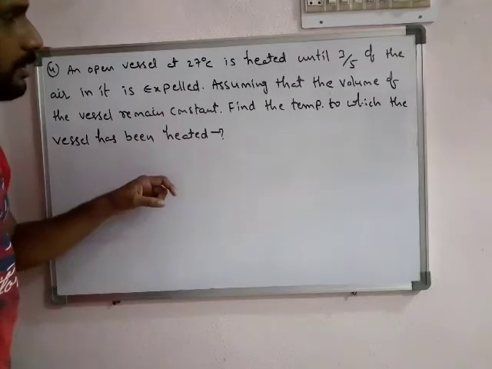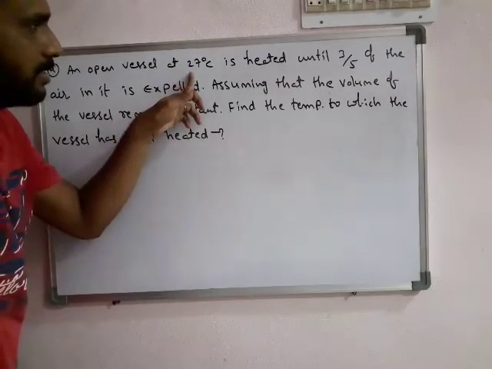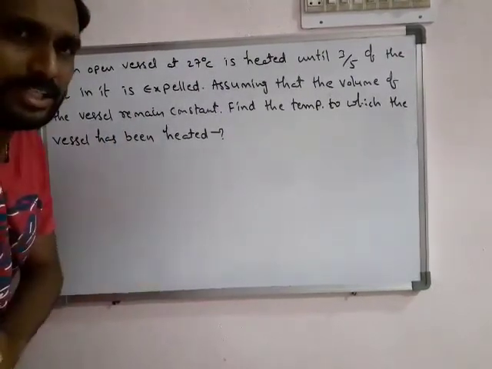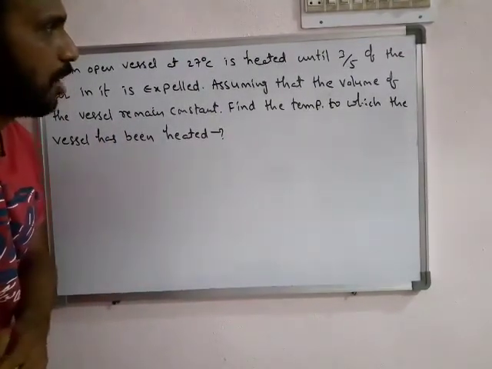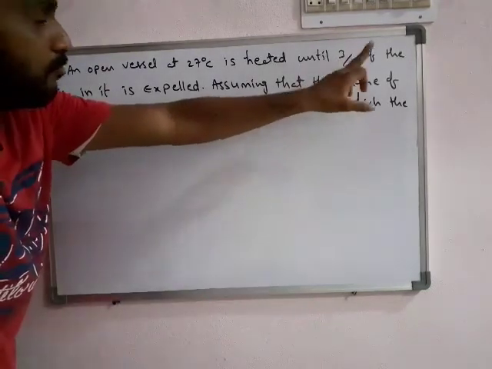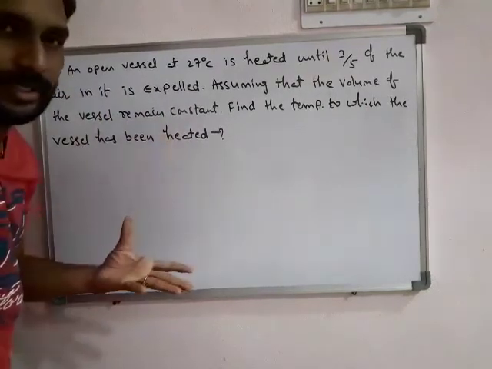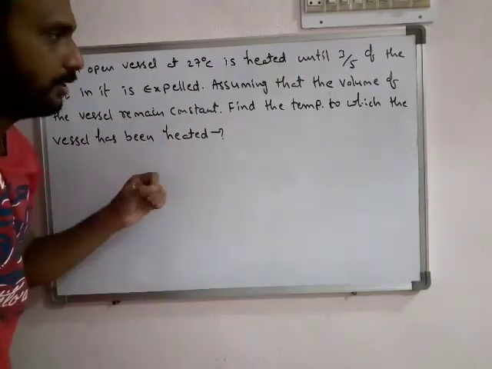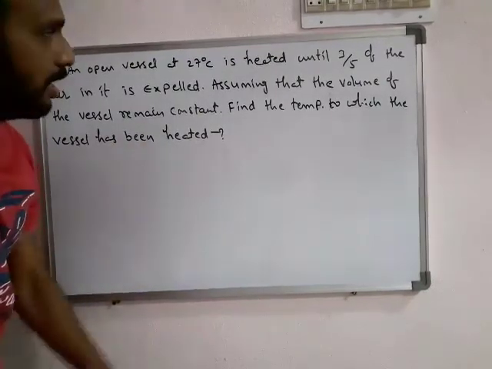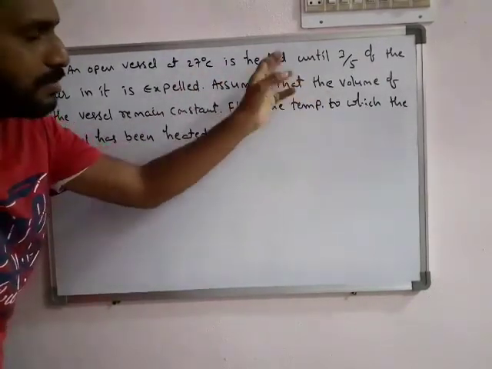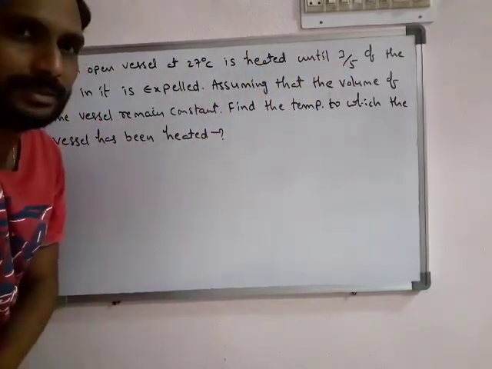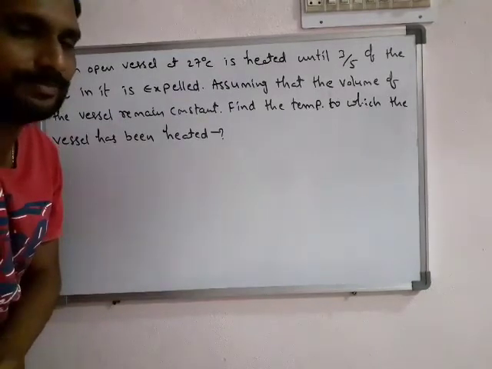Means at 27 degrees Celsius some amount of the air is present. So after it is heated, 3/5 of the air is expelled outside. So now what is the temperature in that vessel? So the amount is changed here from some amount, the 3 by 5 part is gone. So then what is the change in temperature?